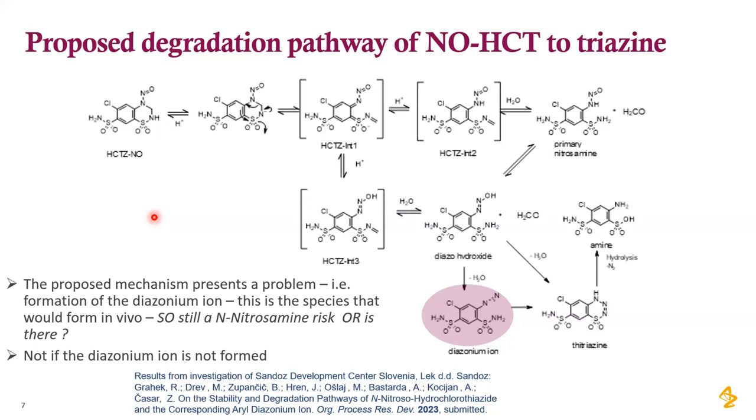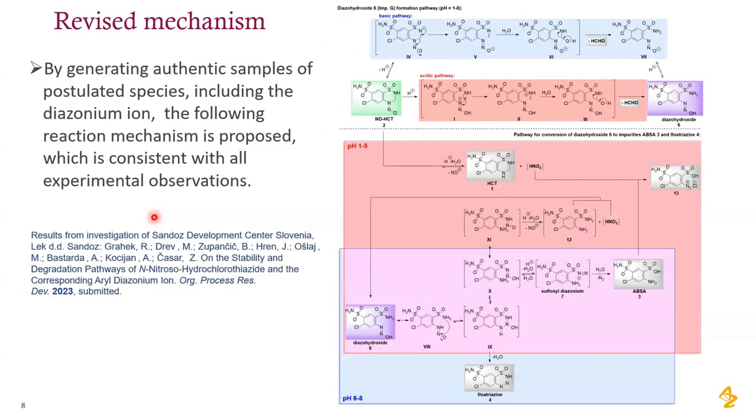So we would still have, in theory at least, that risk in terms of the nitrosamine risk, or more specifically, the fact that we could form the specific diazonium species either as a metabolite or also potentially as a degradant as it decomposes to these other species. But further investigation has now realized that the diazonium ion is not formed. By generating authentic samples of the postulated species, including the diazonium ion, we've been able to provide a very clear rationale for what actually is happening in terms of the degradation of the nitrosamine of hydrochlorothiazide.